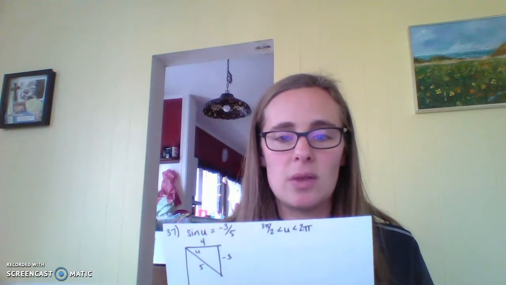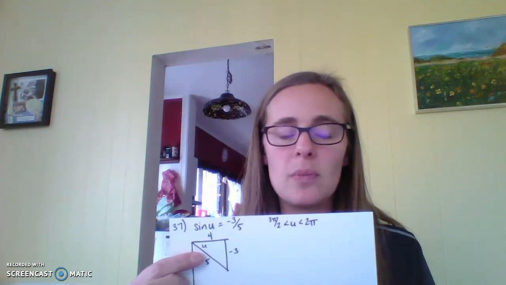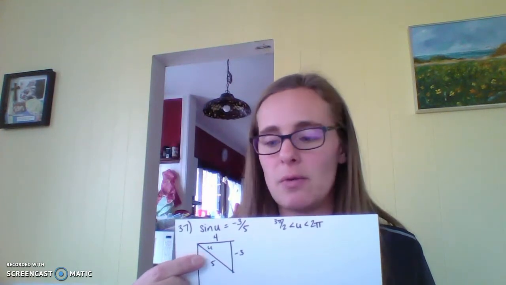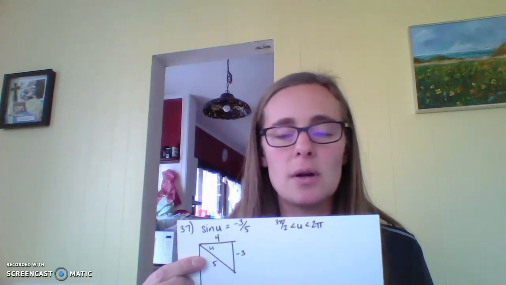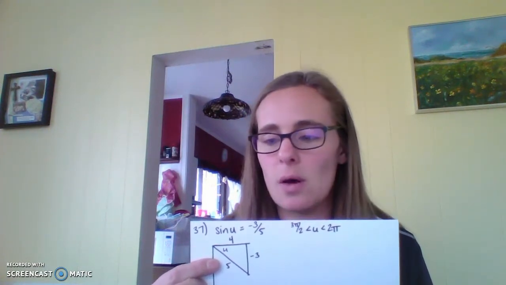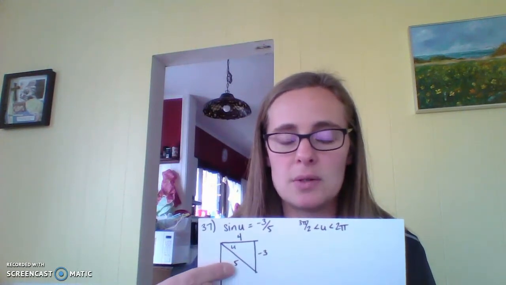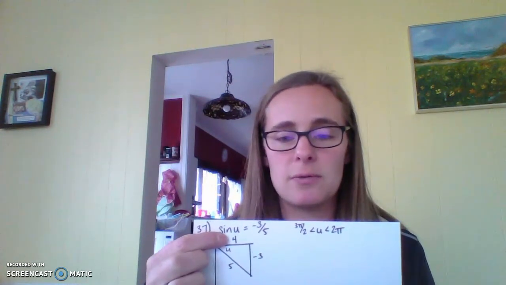So we start with this information, we draw this triangle, it's down in our quadrant 4, and this is a nice one, it's a 3, 4, 5 triangle. I will say the other ones aren't quite so nice, but you are pros at the Pythagorean theorem, so you should be good to go. So sine of u, opposite -3 over hypotenuse of 5, tells us our adjacent side is 4.